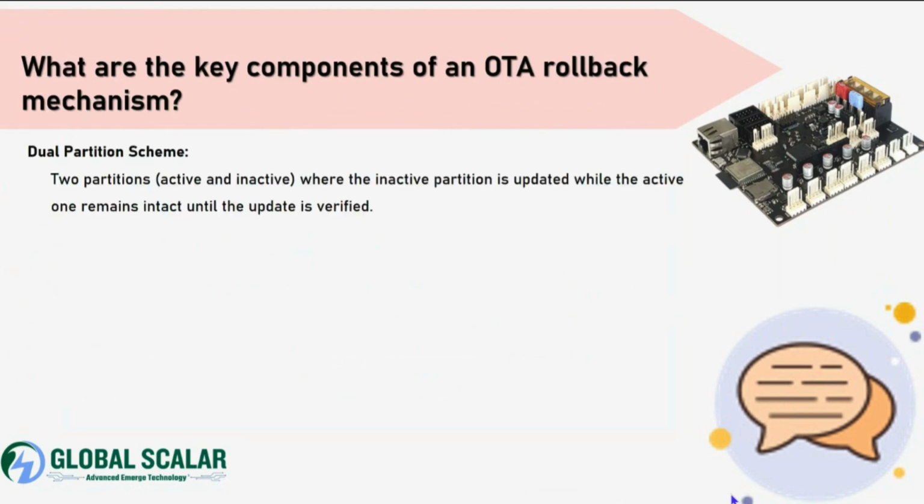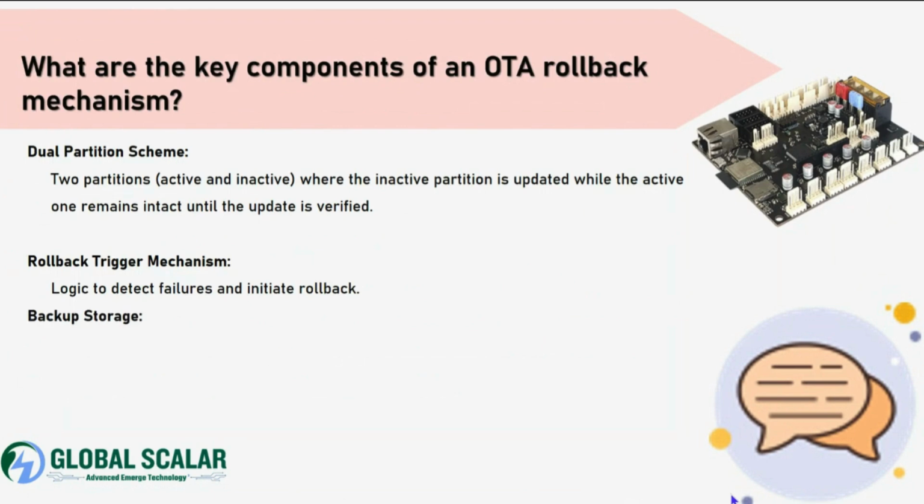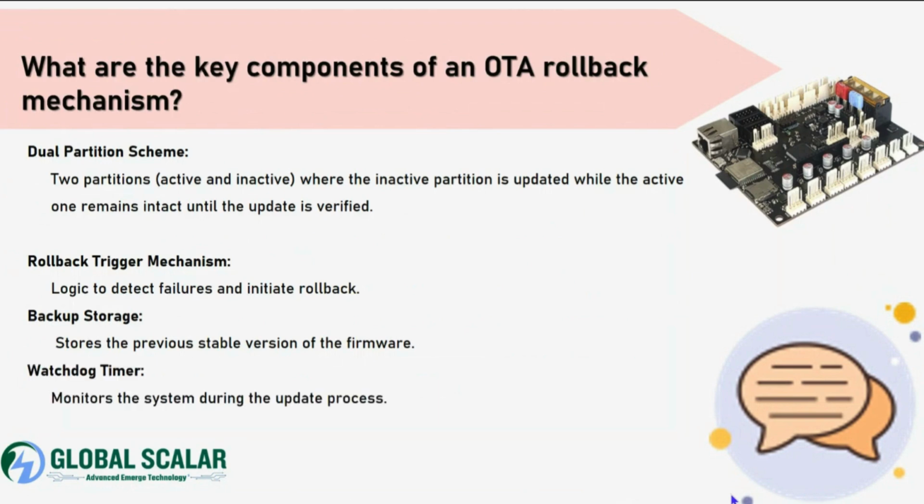What are the key components of a FOTA rollback mechanism? Dual partition scheme: two partitions, active and inactive, where the inactive partition is updated while the active one remains intact until the update is verified. Rollback trigger mechanism: logic to detect failure and initiate the rollback. Backup storage stores the previous stable version of the firmware. Watchdog timer monitors the system during the update process.